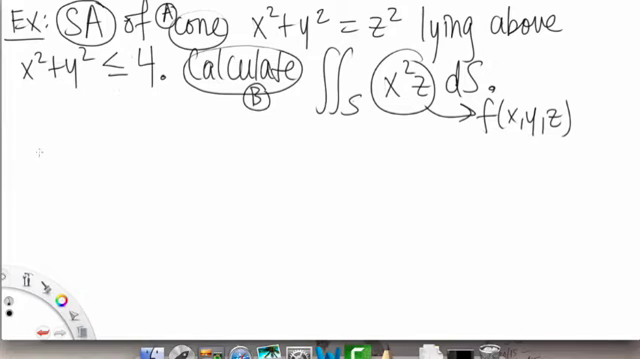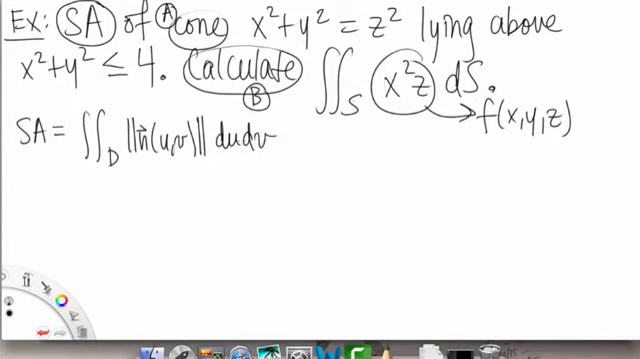Starting with part A, we're going to find the surface area. Surface area is going to be given by a double integral over the domain, taking the magnitude of the normal, and then integrating that with respect to u and v. In most of these problems, the first thing you do is calculate the tangent vectors, and then find the normal. So let's do so.